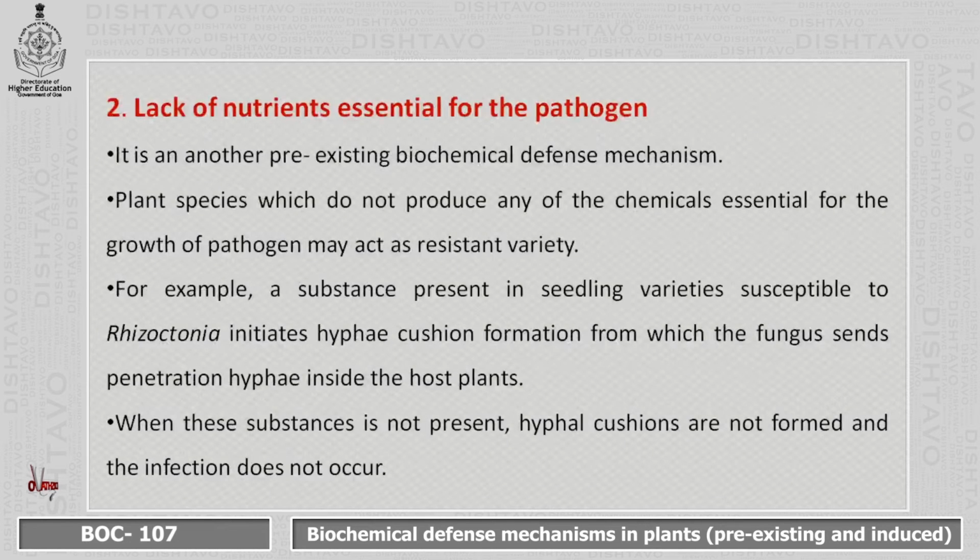Coming to the second part, that is the lack of nutrient essential for the pathogen. It is another pre-existing biochemical defense mechanism. Plant species which do not produce any of the chemicals essential for the growth of the pathogen may act as a resistant variety. For example, a substance present in seedlings of a variety susceptible to Rhizoctonia, a kind of fungus, initiates the hyphal cushion formation from which the fungus sends penetration hyphae inside the host plant. When this substance is not present, the hyphal cushions are not formed and the infection does not occur.